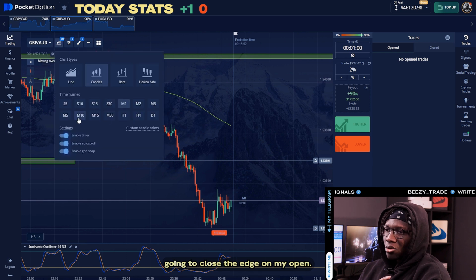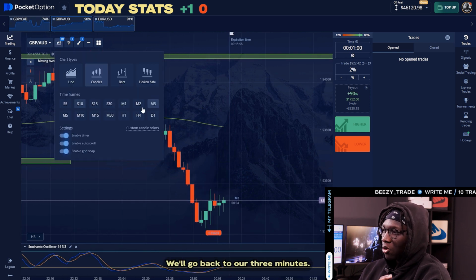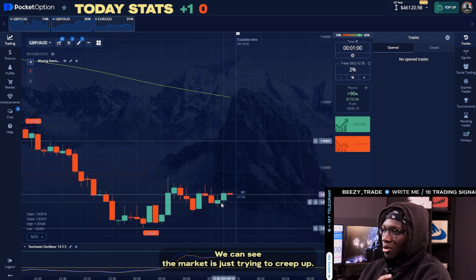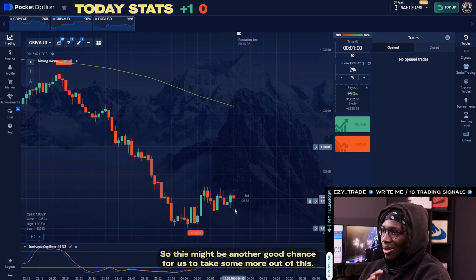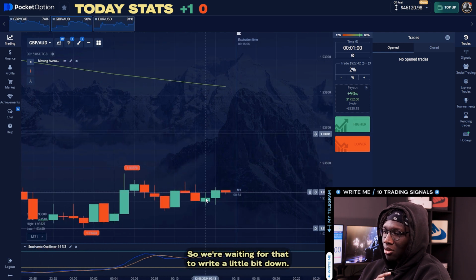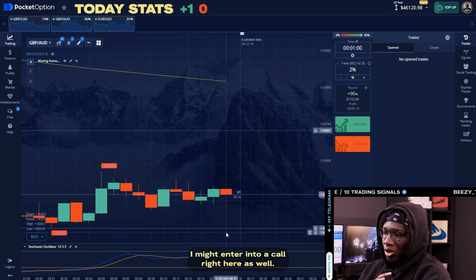I'm going to close that, show my open. So we still want to follow that trend upwards. If we go back to our 3 minutes, we can see that the market is just trying to creep up. So this might be another good chance for us to take some more out of this. So we're waiting for that to ride a little bit down. I might enter into a call right here as well.